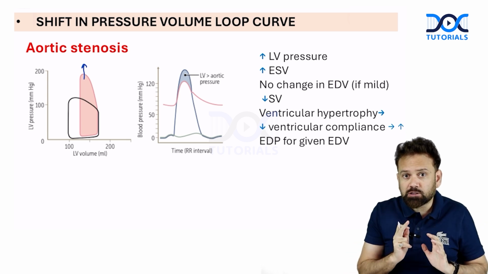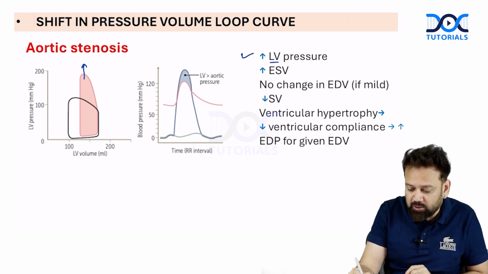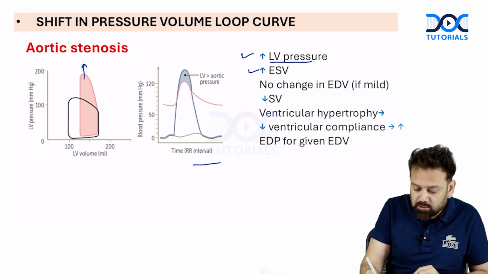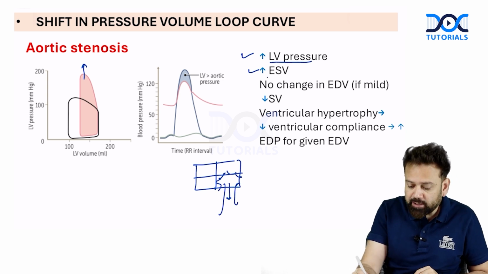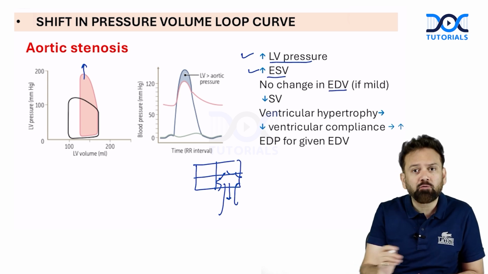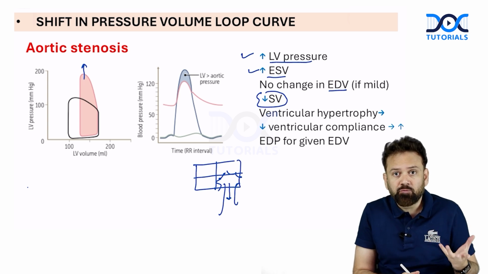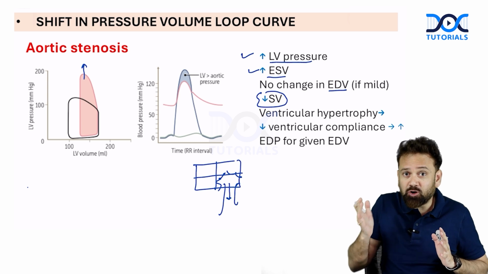When there is aortic stenosis, the ventricle will try to contract hard. So there is an increase in the left ventricular pressure and an increase in the end systolic volume. Why? Because of the aortic stenosis, some blood will be left in the ventricle. Less blood will go, so more blood will be left in the ventricle after contraction. So there is an increase in the end systolic volume. Although if it is mild, there is no change in the end diastolic volume. If it is mild, I'm saying. But if there is a change, it will cause a decrease in the stroke volume. If it is severe, it all depends on the previous factors. So the end diastolic volume is the same, but the end systolic volume is more.